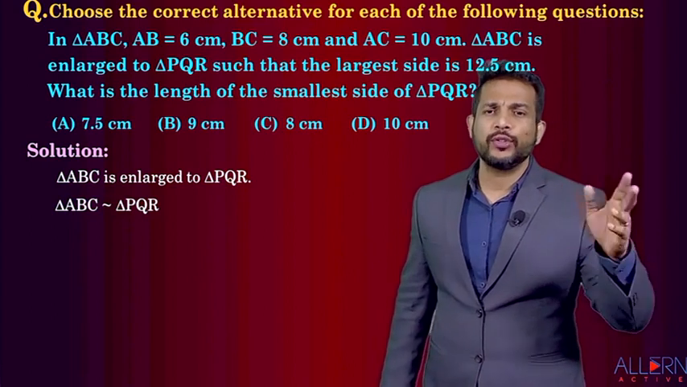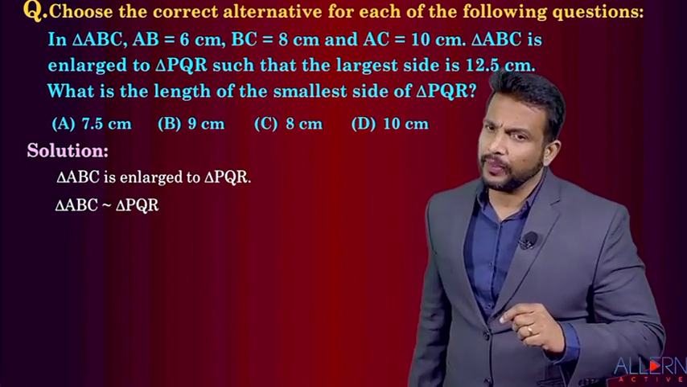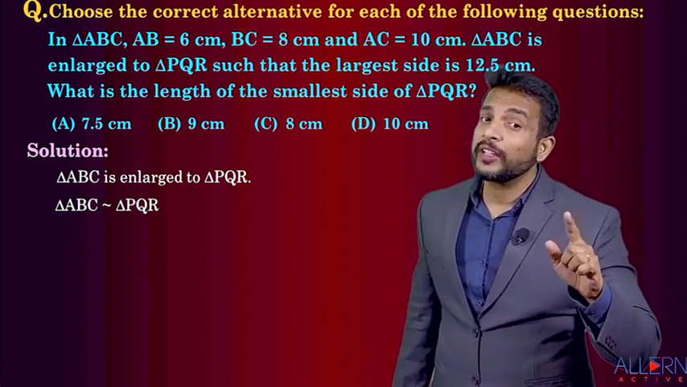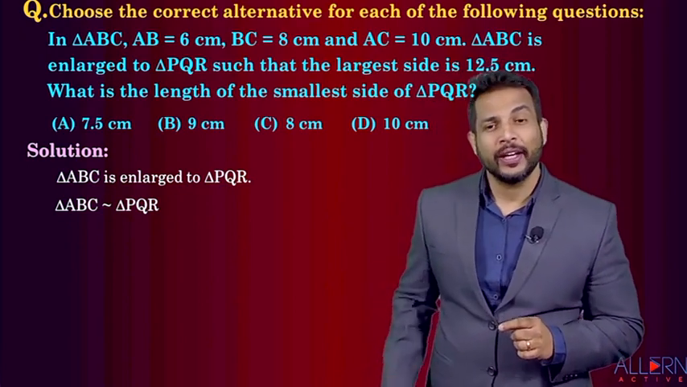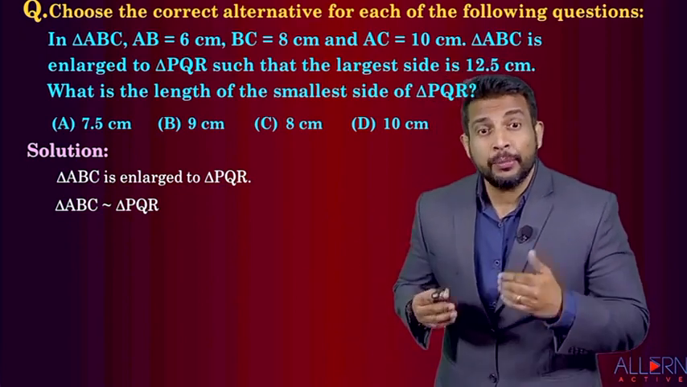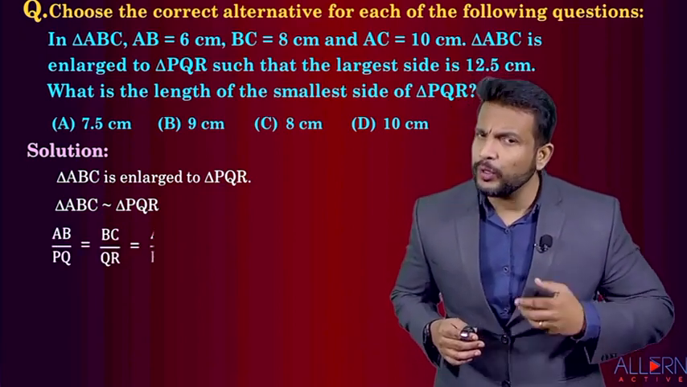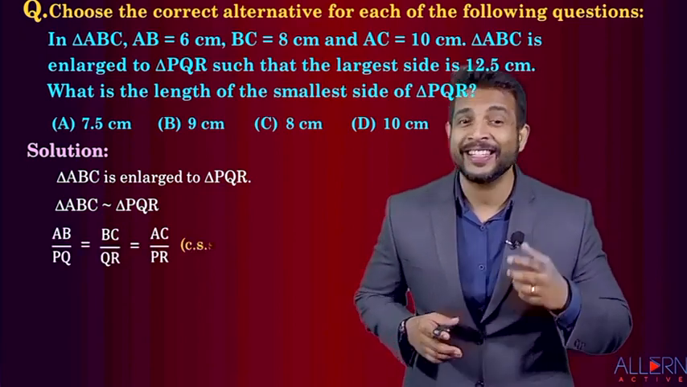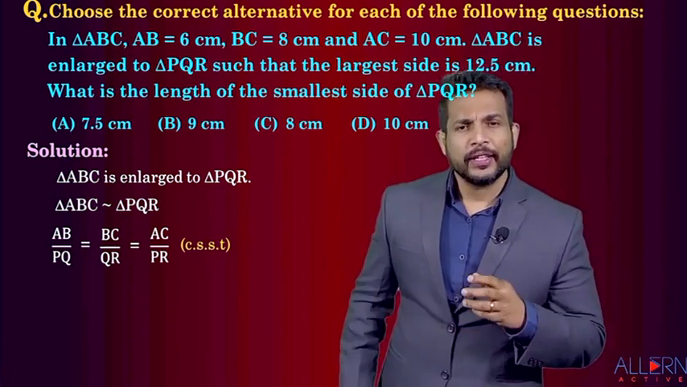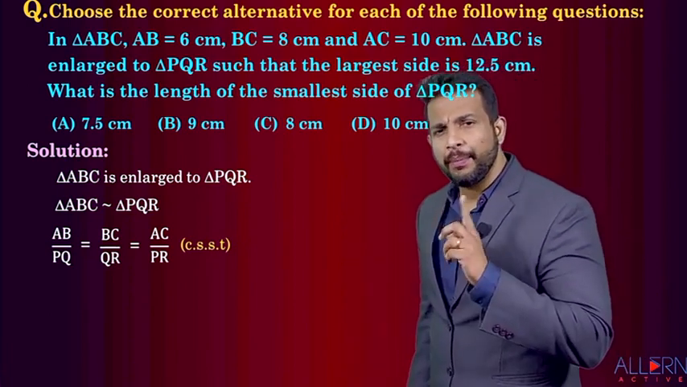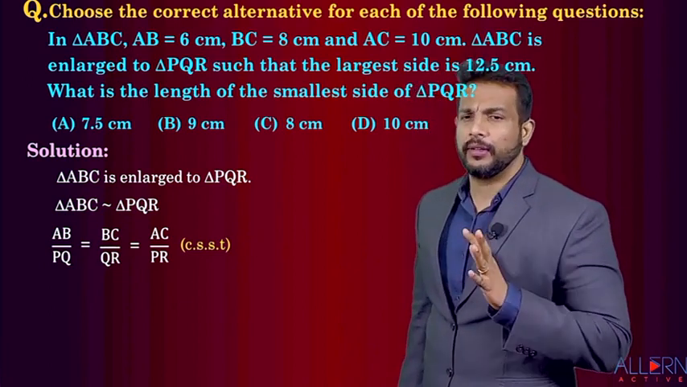That's given to us. Such that the largest side is 12.5 centimeter given to us. Right? What is the length of the smallest side of triangle PQR? That is what we need to find. Now when we know that both the triangles are similar, that means all the three ratios are equal. That we can write. AB upon PQ is equal to BC upon QR is equal to AC upon PR. And we know the reason. It is CSST. Now we can substitute the value. Right? Now value of AB, value of BC and value of AC is given.